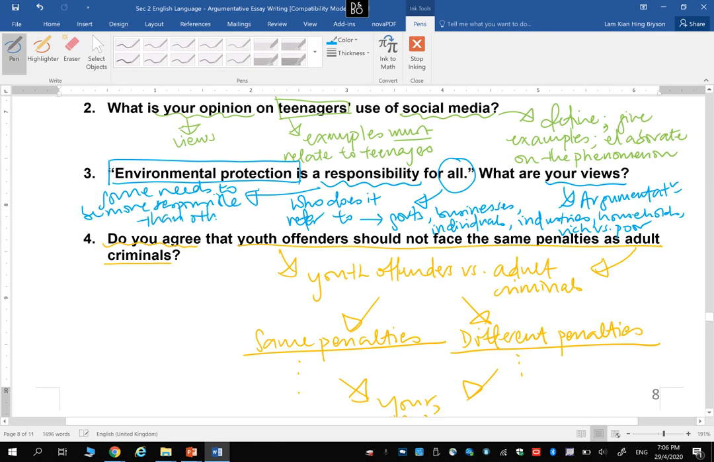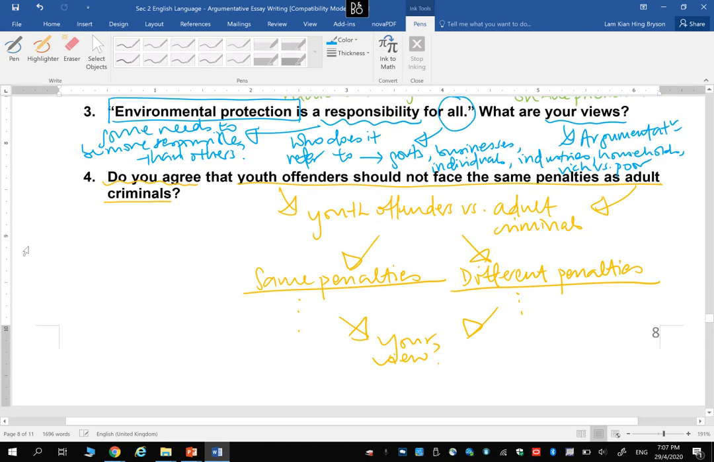So another point that you need to take note of, all right, is that when it comes to your thesis statement, when it comes to your stand, it's not a simple yes or no. It's not a simple I agree or I disagree. Okay, there are different gradients, different shades of it that you can choose. All right, so you need to be very clear of that. And lastly, do you agree that youth offenders should not face the same penalties as adult criminals? Come up with the points, the reasons, and then decide on your stand.